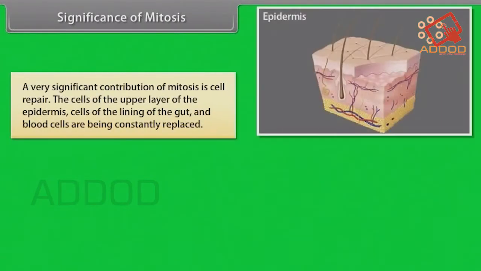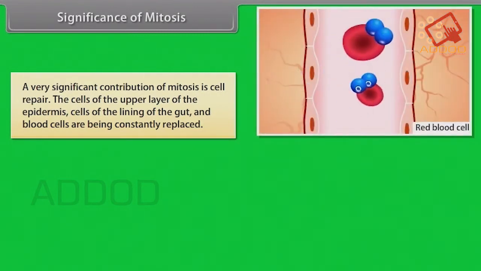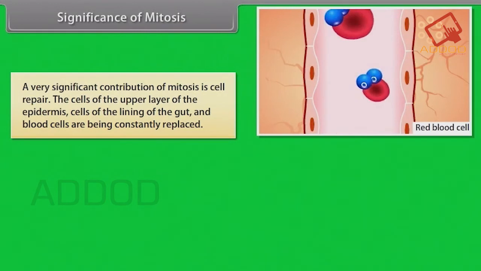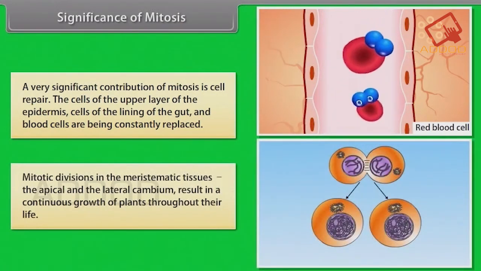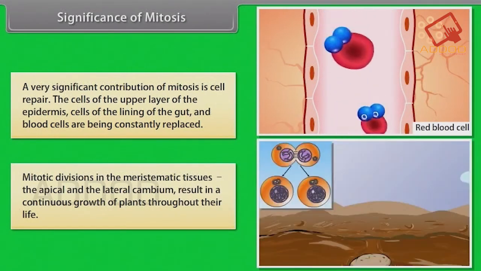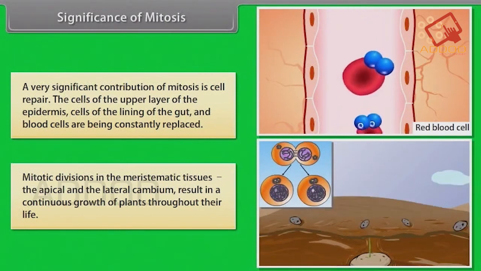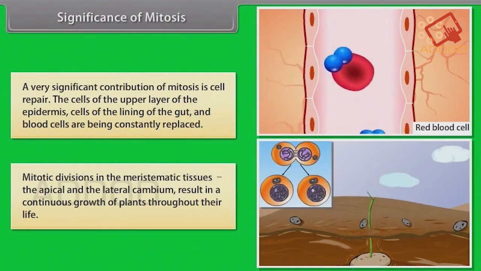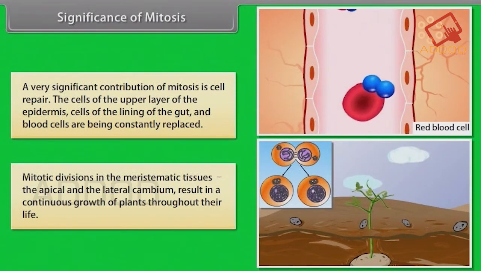A very significant contribution of mitosis is cell repair. The cells of the upper layer of the epidermis, cells of the lining of the gut, and blood cells are being constantly replaced. Mitotic divisions in the meristematic tissues, the apical and the lateral cambium, result in a continuous growth of plants throughout their life.